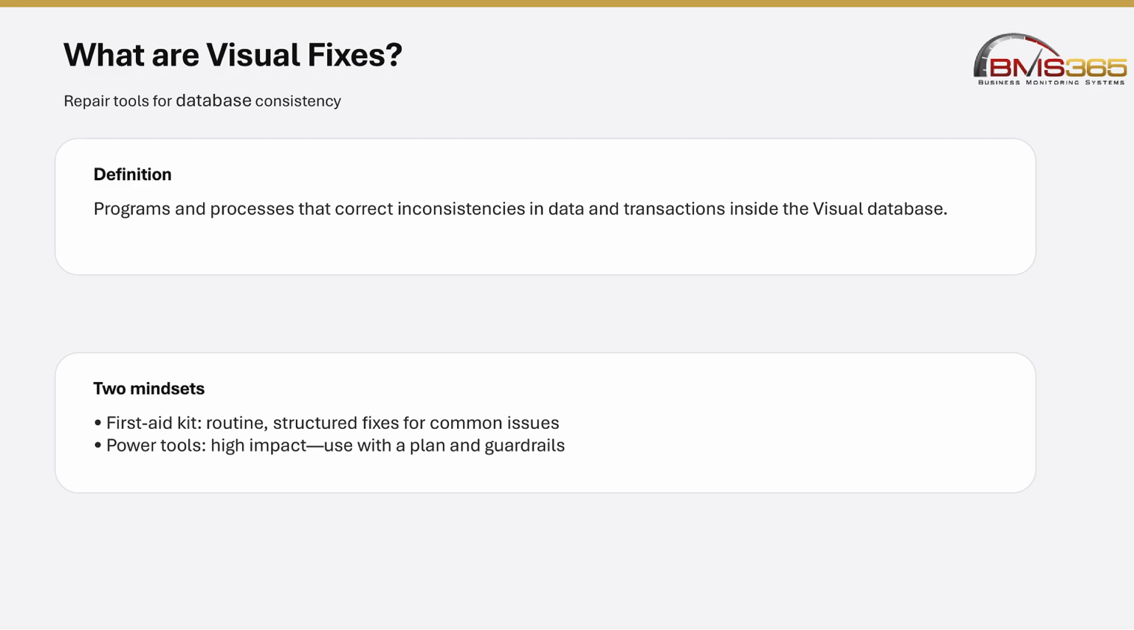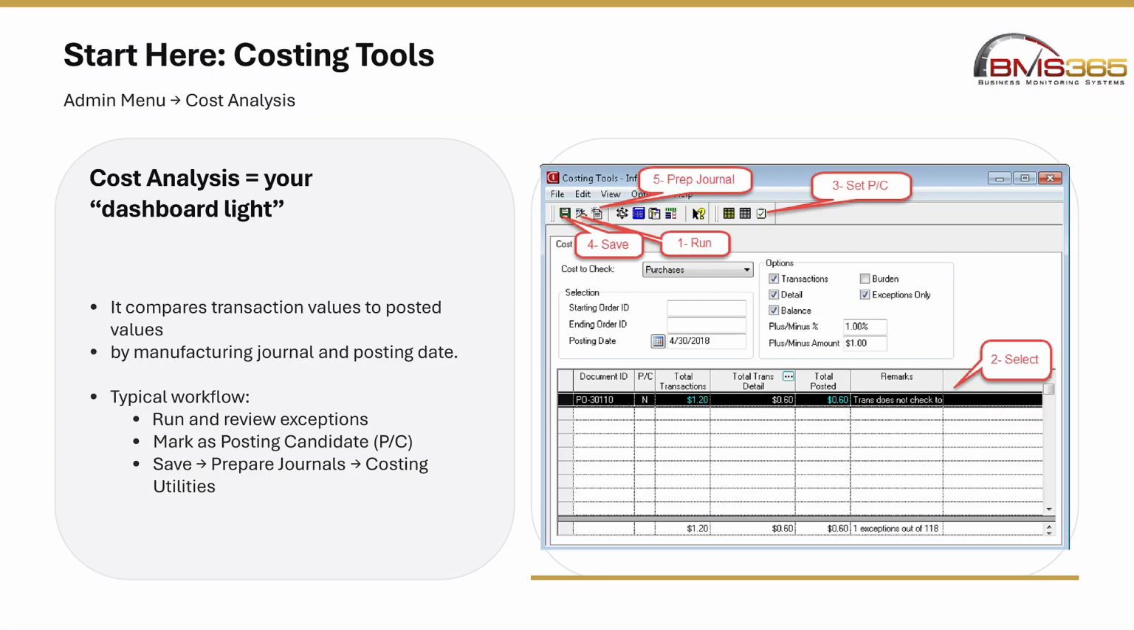Visual fixes are programs and processes that correct inconsistencies in data and transactions inside the database. Think of them as repair tools. Some are like a first aid kit, routine, structured, and designed for common issues. Others are more like power tools, incredible when used correctly, but you don't want to swing them around with your eyes closed. The main place you'll work is Costing Tools, located under the Admin menu.